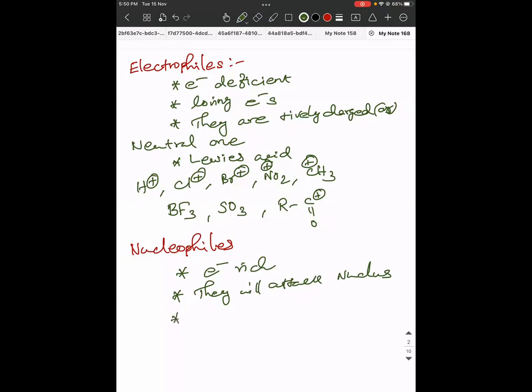Then it will be negatively charged or neutral. Here also neutral is there, but one thing, it should have a lone pair of electrons. Neutral means it will contain a lone pair of electrons. The atom will contain a lone pair of electrons. So they are generally called Lewis bases.